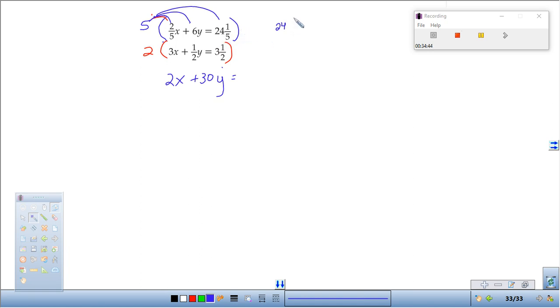So I'm going to go 24 1/5. I'm going to multiply here, multiply, and then add here. That gives me 121 over 5. Does that make sense? You're cool with that one?